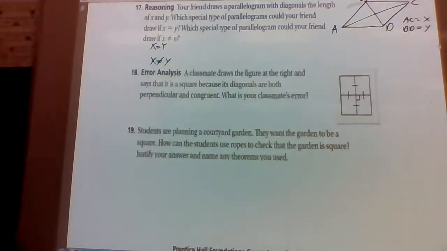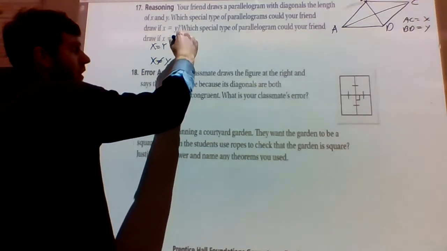Well, we know diagonals are congruent in rectangles. So if x equals y, the diagonals are congruent. So we have a rectangle.